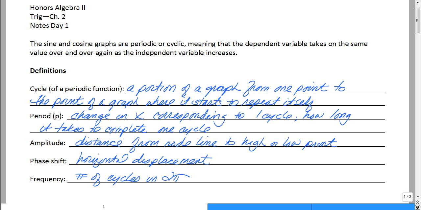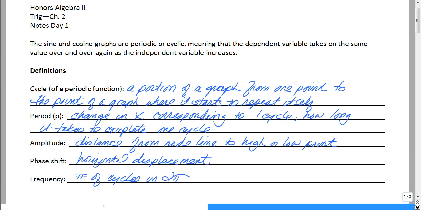An amplitude is the distance from the node line to the high or low point of the graph. A phase shift is a horizontal displacement. That's how far to the left and right it's going to start. And then frequency is the number of cycles in 2 pi.